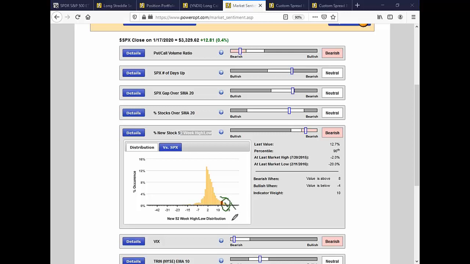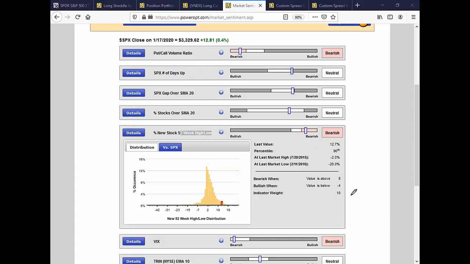So what does that technically mean? It technically means that it's going to want to revert back to this range, and in order to do that, the stocks hitting a 52-week low are going to go up, and those hitting the 52-week highs are going down, so this will go back to a normal range. Just like with the number of SPX days up, put-call volume ratio, and more.